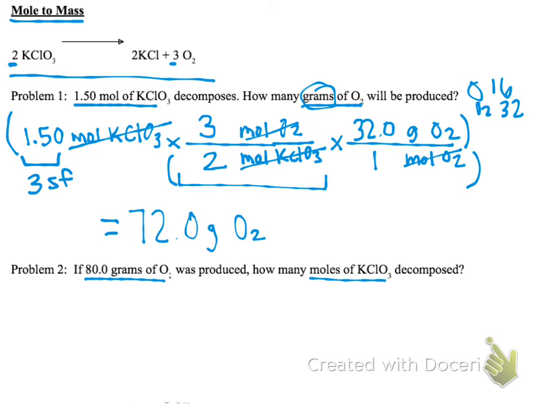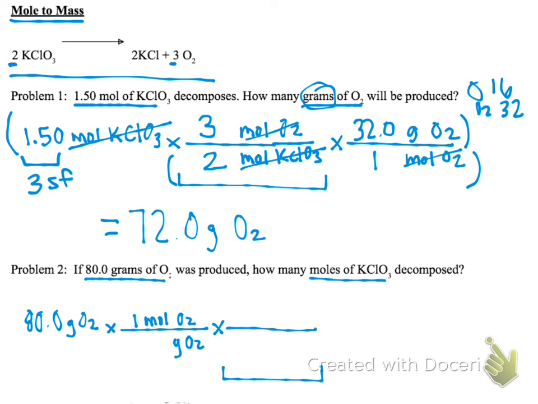So you start by writing what you're given, 80.0 grams O2. You need grams O2 per 1 mole O2. And then from here, this is going to be your step for you to use your mole ratios. And that should get you to your final answer. So take 5 minutes to solve that problem and compare your answer with the people around you.